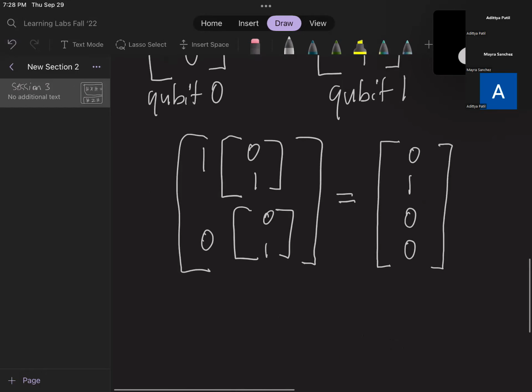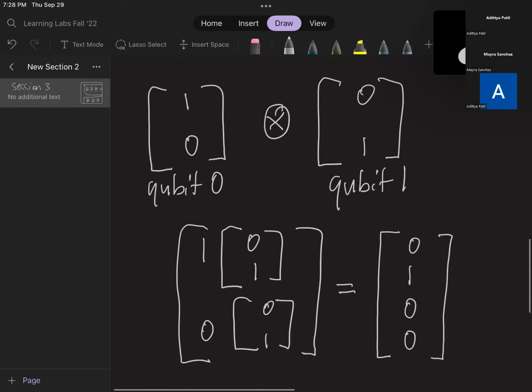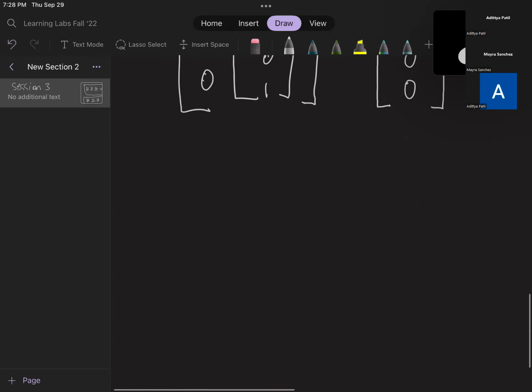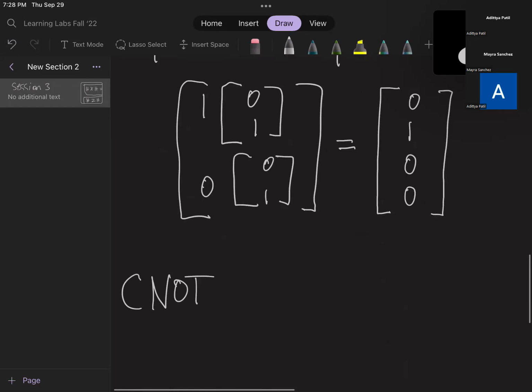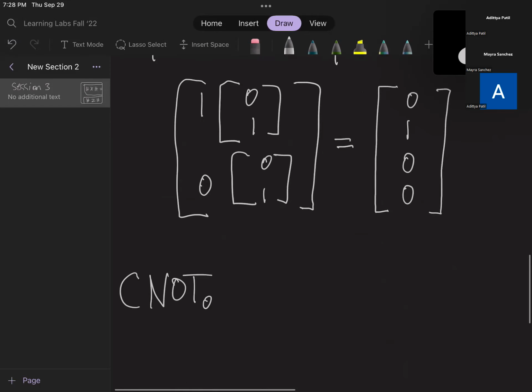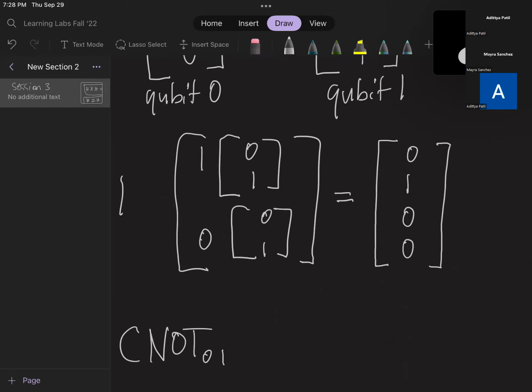So if we have this 2-qubit state and we want to apply the CNOT gate to this, we want CNOT. And our control qubit in this case is the 0 qubit, and our target qubit is the 1 qubit. So this is the correct notation, right, Sarvesh? It should be 0, 1. Yes. Control is 0, target is 1.